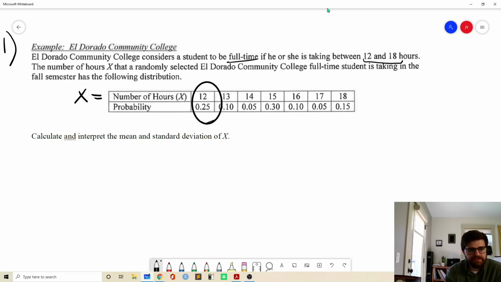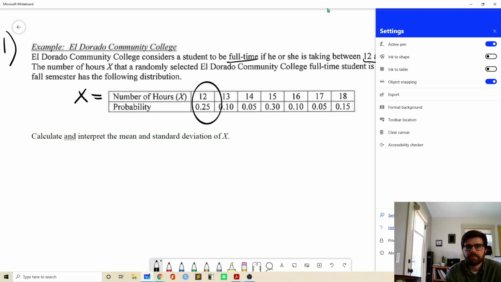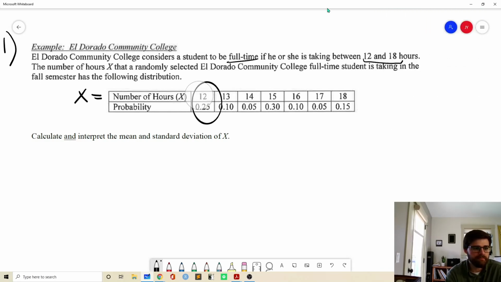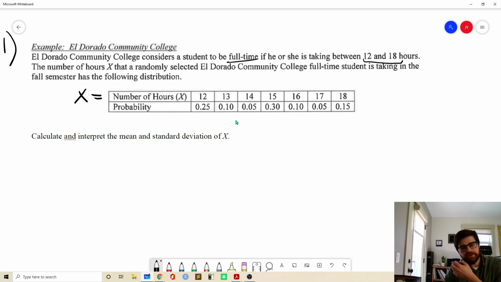So 25% of students are taking 12 hours. 25% of our students are taking 12 hours, 10% are taking 13, 5% are taking 14, 15% are taking 15, and so on. So we always want to take a look at our data before we do any calculations.